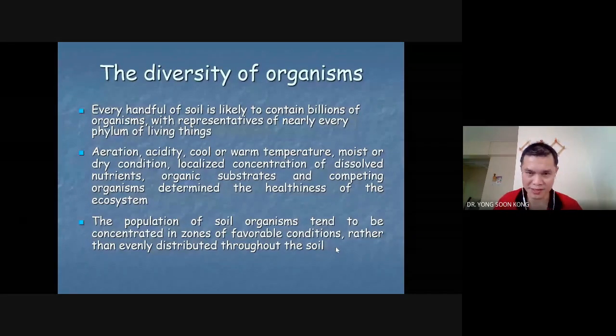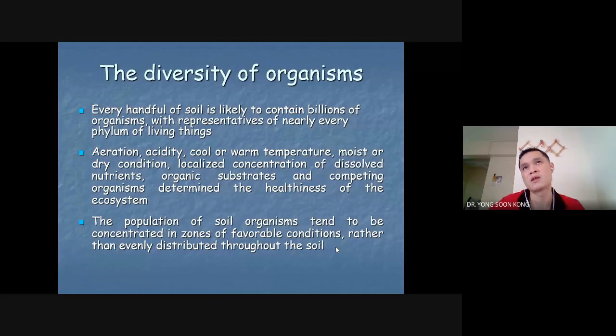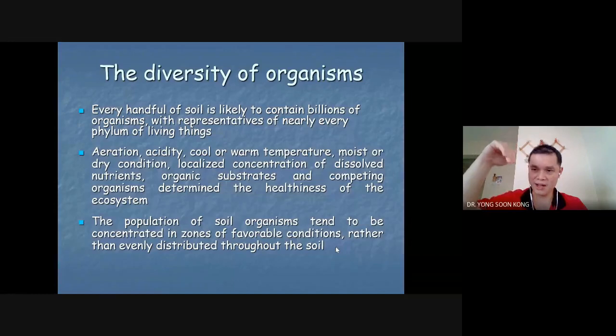So that's why most of the organisms that you see right here stay near the surface. By definition, near the surface is between 15 to 20 centimeters deep. The definition of surface is from the surface of the soil to 15 centimeters deep into the soil. Those are considered surface.